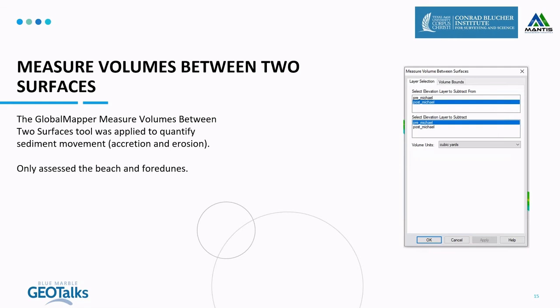And then moving on to the measure volumes between two surfaces. This was the other tool I used within Global Mapper. And this was applied to quantify sediment movement. And it's really great. We'll see here in a moment with the results. It actually breaks it up also into quantifying the accretion and erosion. And again, because of the back dunes being heavily interpolated, I only used the beach and foredunes for this analysis as well.